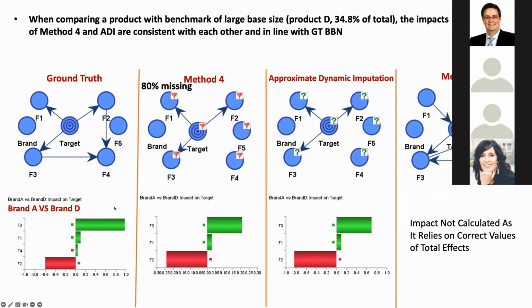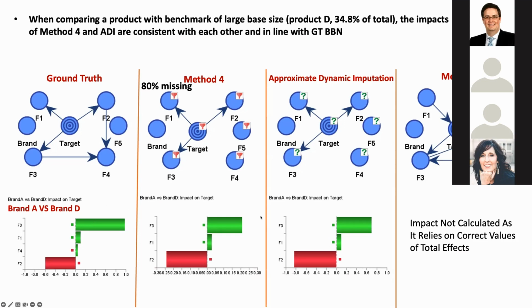And then the same thing, higher missing rate, right? 80% missing. If we want to benchmark brand A versus brand D, remember, brand A is a smaller brand. Brand D is a larger brand, right? So when you compare a product against a benchmark with a large base size, like product D, the impacts from method 4 and the ADI are quite consistent. They're consistent with each other and also in line with the ground truth BBN network.